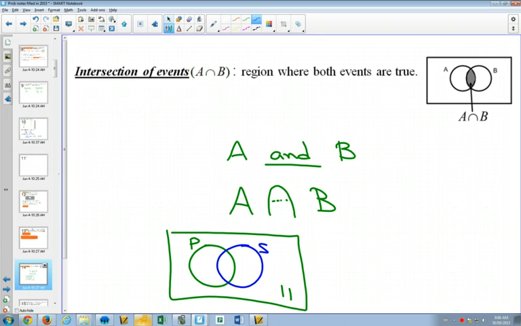But if the question was, if you randomly selected someone from this class, what is the probability they like pizza and soccer? You'd only be looking for the people that answered yes to both.